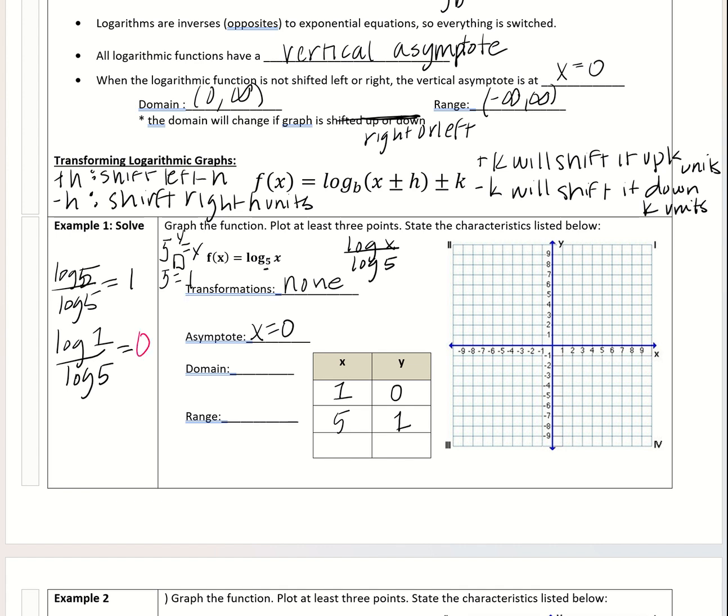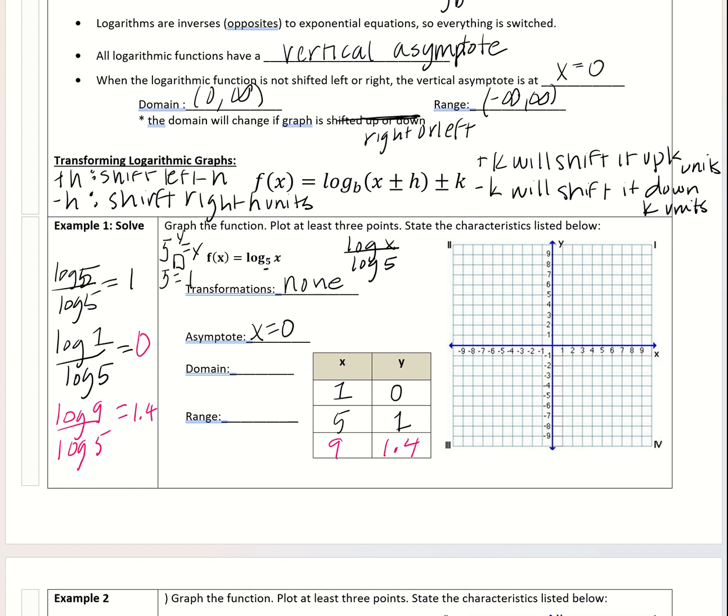This will get us 0. So log 1 divided by log 5, when you put it in your calculator, is 0. And then the last one I'm going to do is a really large number, the largest on the graph, which is 9. So I'm going to do log 9 divided by log 5, and that gets me about 1.4.